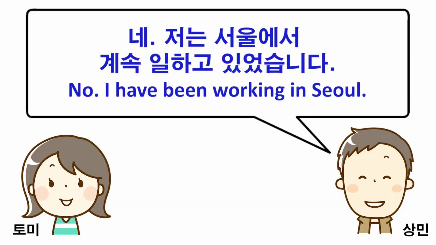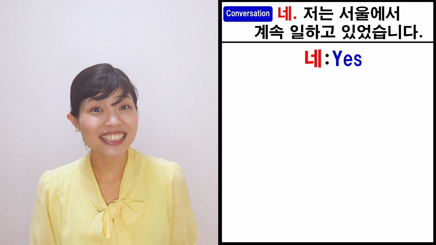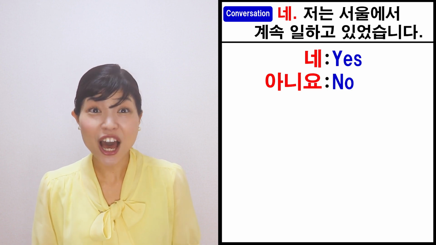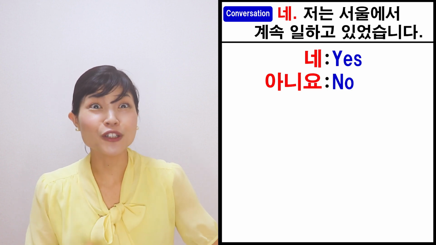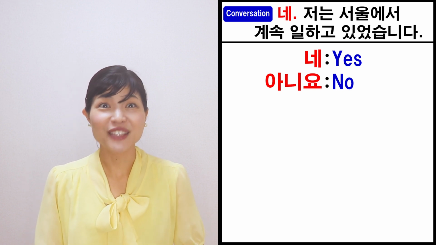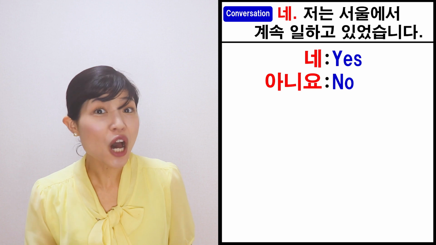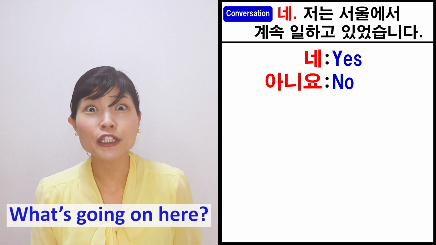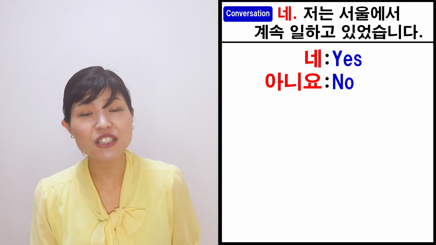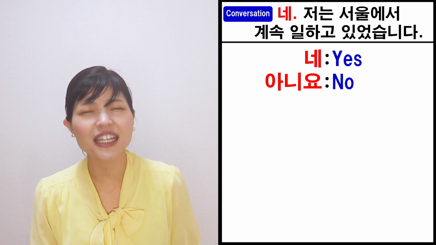네, 저는 서울에서 계속 일하고 있었습니다. 네 is yes and 아니요 is no. Tammy, I have learned this before. Yes, but here Tammy said 네 as no in English. What's going on here? It can be so confusing for English learners in the beginning.